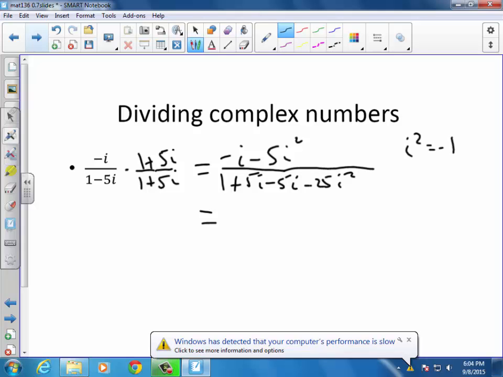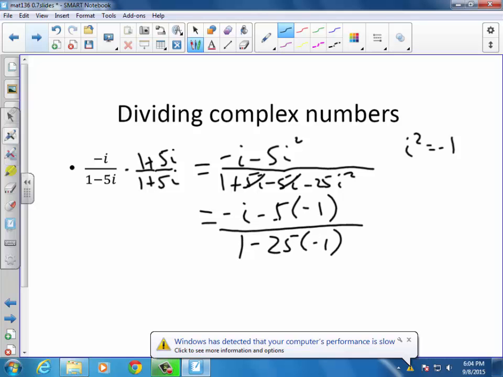i squared equals -1. So for the numerator, you'd have negative i minus 5 times -1, because that's what i squared is, over, well, 1, the 5i minus the 5i cancel, minus 25 times i squared, which is -1. So you'd have negative i plus 5 over, well, minus times a minus is a plus, so it'd be 1 plus 25. So negative i plus 5 over 26.